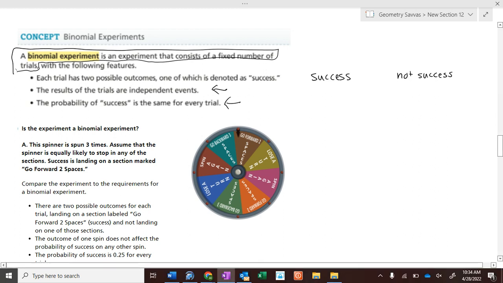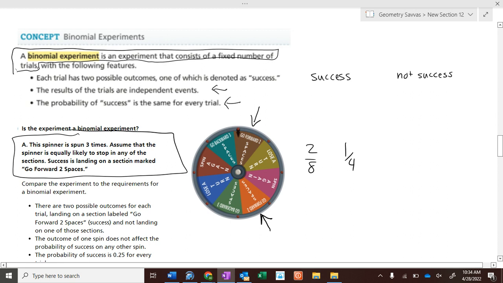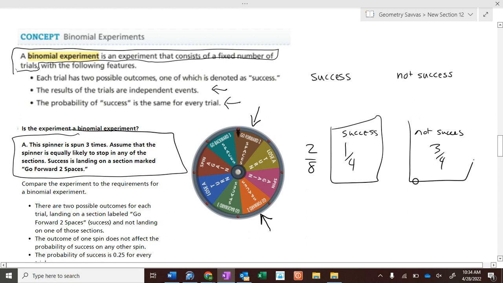Now, here we have go forward 2 spaces happening twice out of the 8 times, or a 1 out of 4 chance of getting go forward 2 spaces. So the spinner is spun 3 times. Assume the spinner is equally likely to stop at any section. Success is landing on a spot marked go forward 2 spaces. So this is success. What is not success? If you got a 1 in 4 chance of being successful, what is not successful? 3 out of 4. Okay?